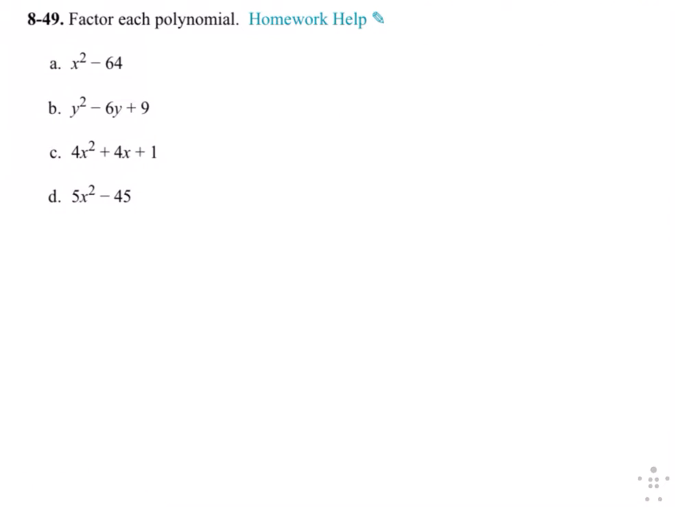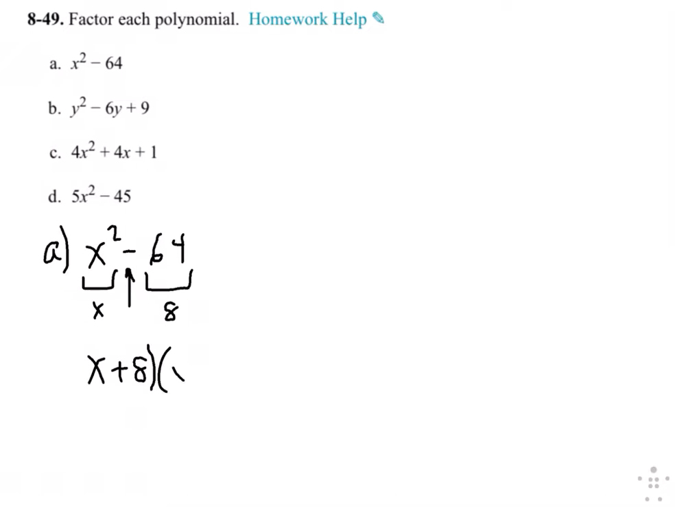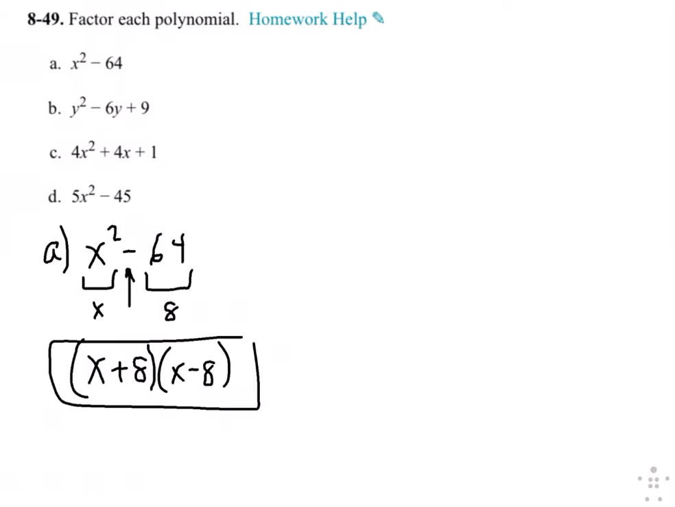Okay, for 49, they want us to factor the polynomials, so it's x squared minus 64. So we want to just do quick checks to see if they're special polynomials, right? Because that saves us a lot of time. So I could look here and I see that this is a perfect square and this is a perfect square, right? This is x and this is 8, right? And they're subtracting them, right? So it becomes a difference of squares. So it factors to x plus 8 times x minus 8. And that's what makes the middle term go away.